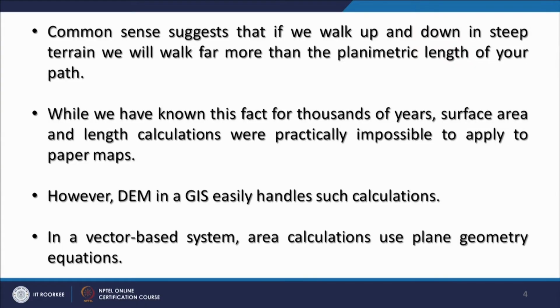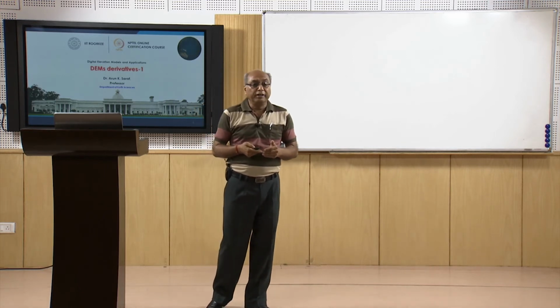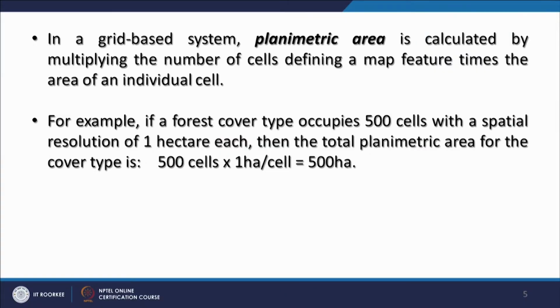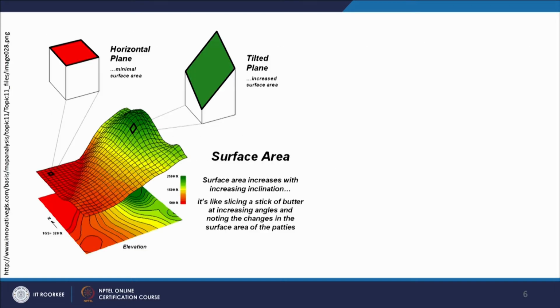In a vector system, when we have contour lines and other things, these calculations to some extent are also possible. But in a grid based system, the planimetric area is calculated by multiplying the number of cells defining a map feature times the area of an individual cell. For example, if a forest cover type occupies 500 cells with a spatial resolution of 1 hectare each, the total planimetric area for the cover type would be 500 hectares: 500 multiplied by 1 hectare per cell.